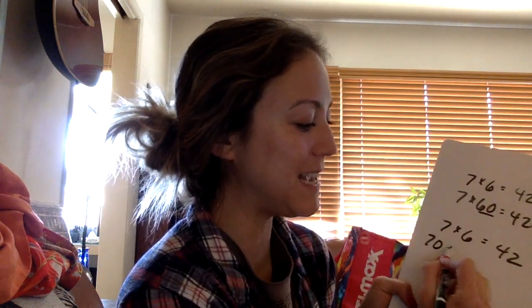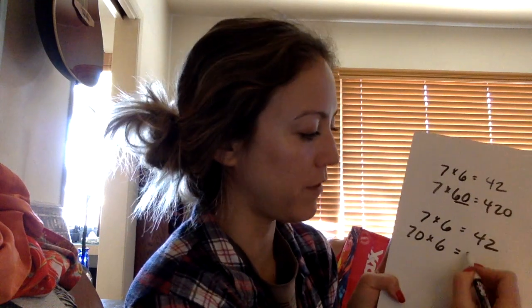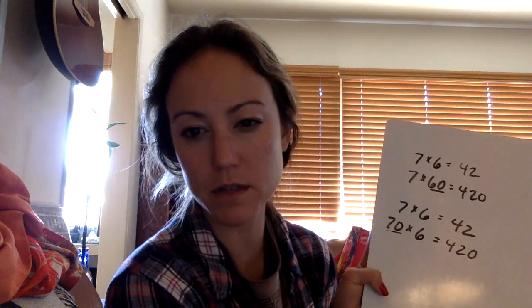And by that same logic, if we know 7 times 6 is 42, 70 times 6 is also 420. Right? Because 70 is 10 times the 7. So the answer must also be 10 times. Okay? That's the first couple pages of the independent work.